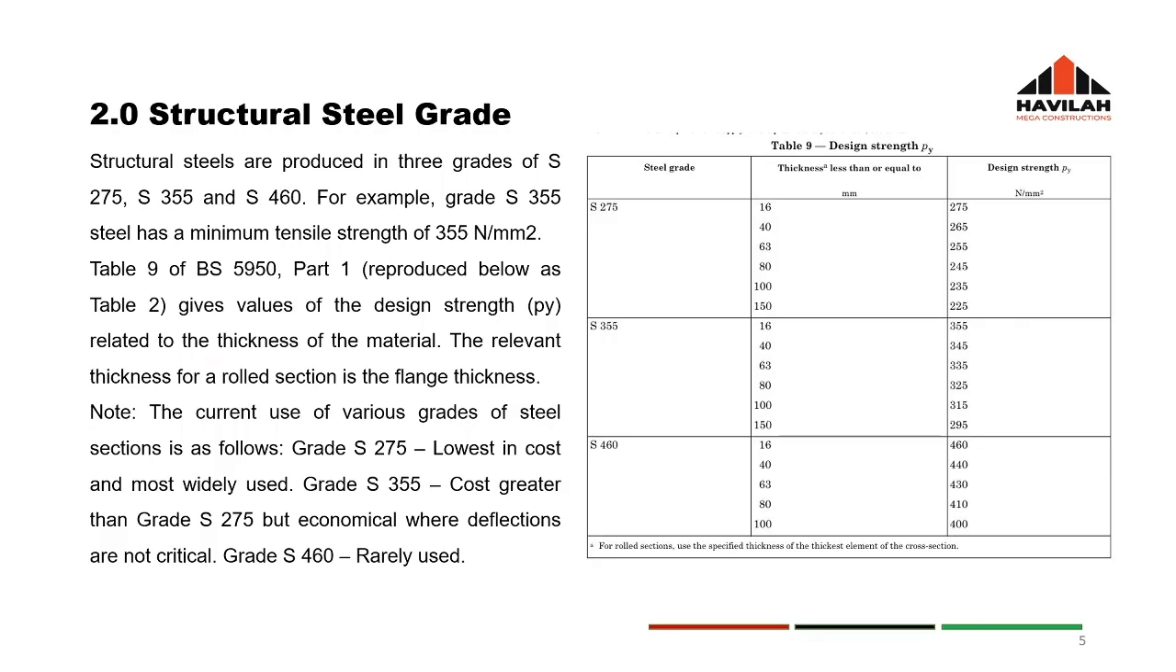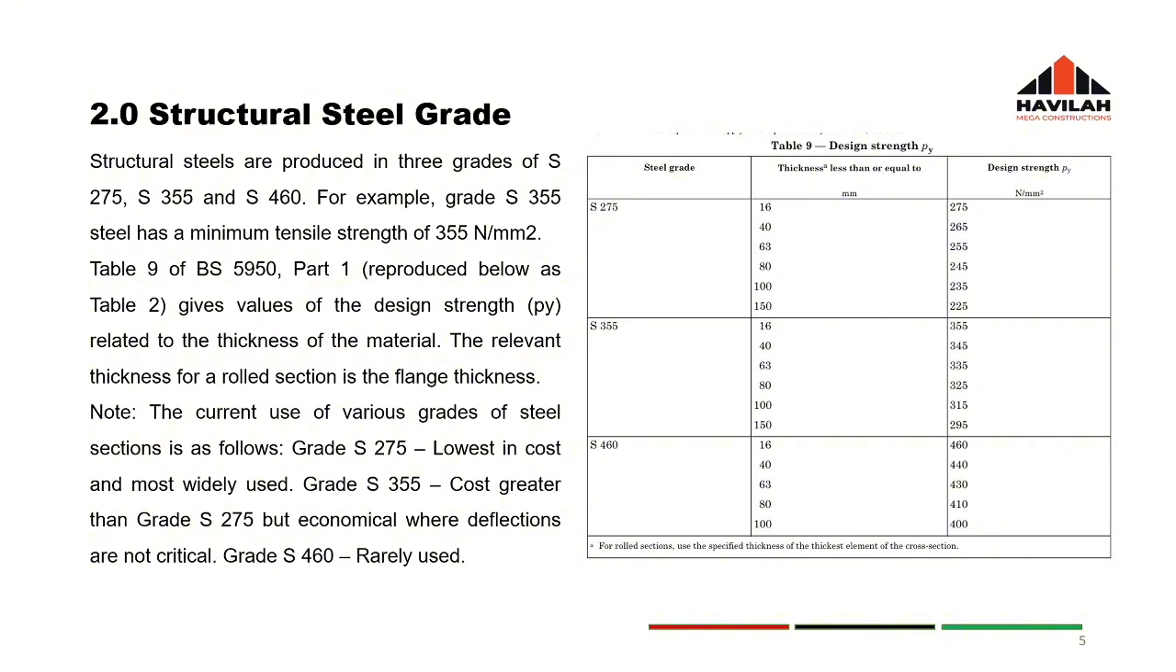So the minimum tensile strength is 355, which is to say that if you are using a steel member that has a flange thickness of 16 mm, it means that the design strength automatically is 355.